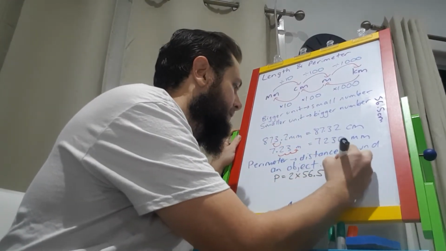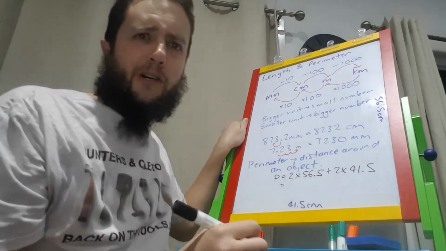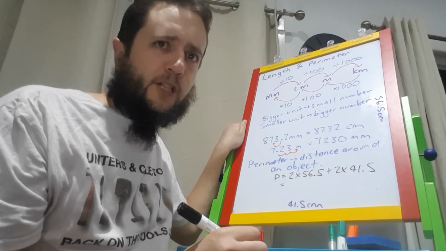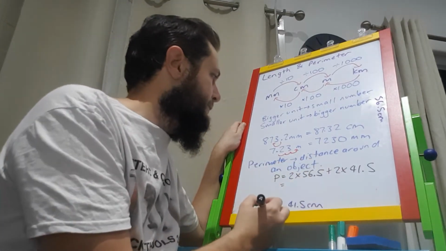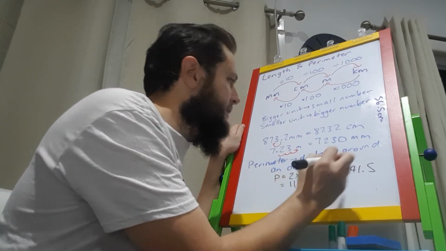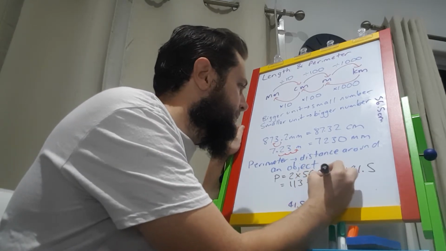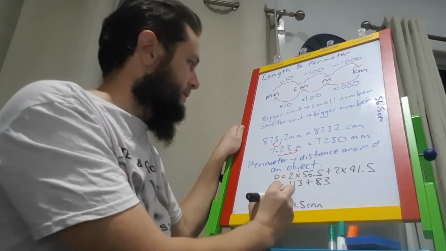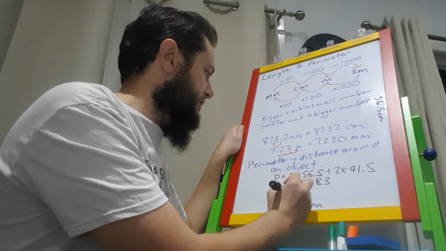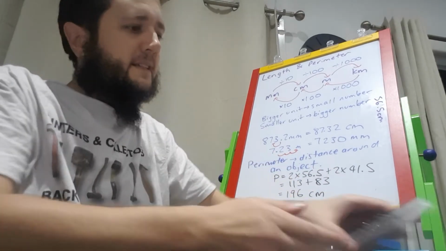So the perimeter of this whiteboard is going to be that. Oh, let's do that in our head, hey? That's much more fun. So that's 2 times 56.5, which will be 113. 2 times 41.5 will be 83. We add them together, we get 196 centimetres. Isn't that fantastic?